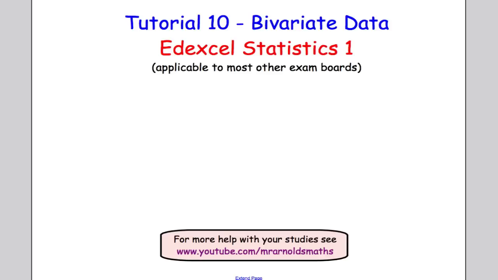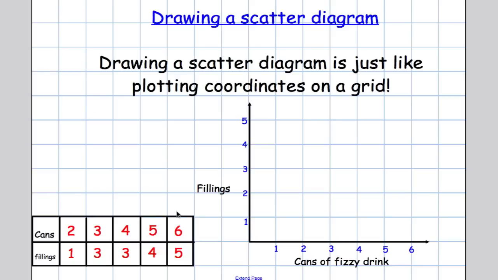Bivariate data is the study of statistics where we have two variables to worry about, and you would have come across this at GCSE, most notably in scatter diagrams. When drawing scatter diagrams, you should know this already: we have one variable on the x-axis, one variable on the y-axis, and we can plot it like we would plot coordinates on a grid. So if I plot the number of cans against the number of fillings, we get (2, 1), (3, 3), (4, 3), (5, 4), and (6, 5).